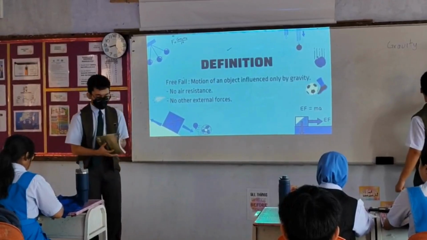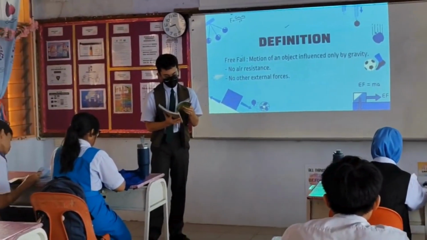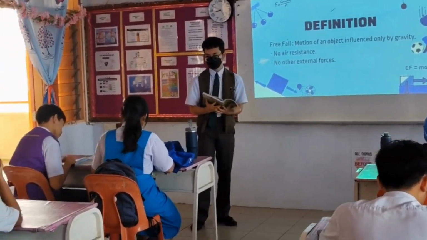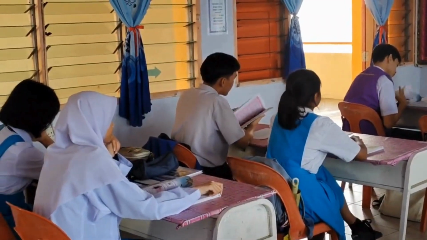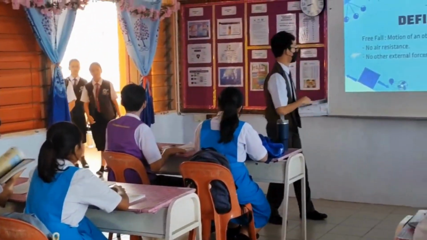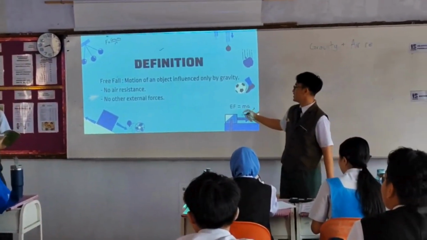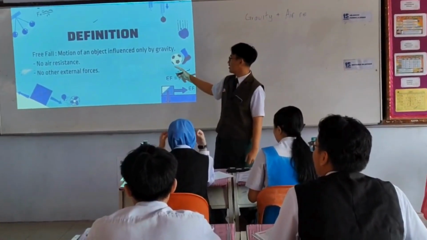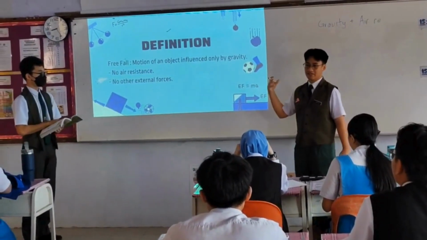First thing first, you can refer to textbook page 46. First thing first, we have to know what is the meaning of the theory of free fall, the definition. Jeremy, can you read it? Free fall: motion of an object influenced only by gravity, no air resistance, no other external force.